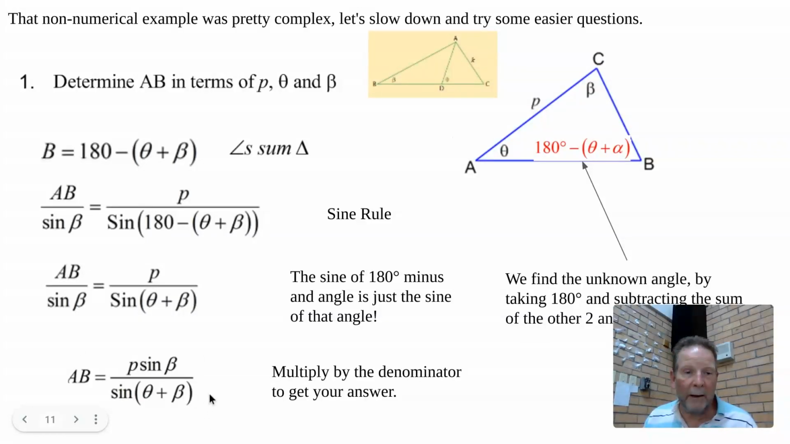Now the sine beta comes up to the top, and there's your answer: AB in terms of P, theta, and beta. All done. That's the question.